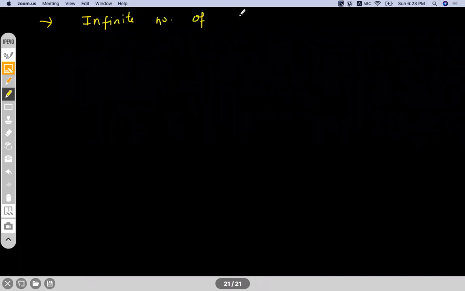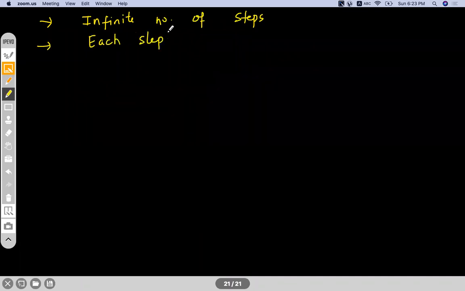Number of steps, each step is in equilibrium.